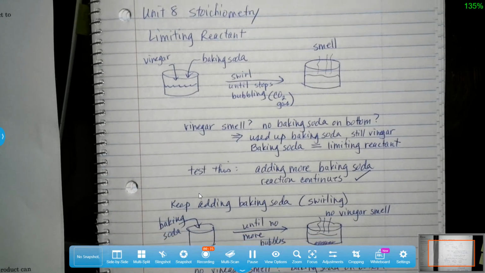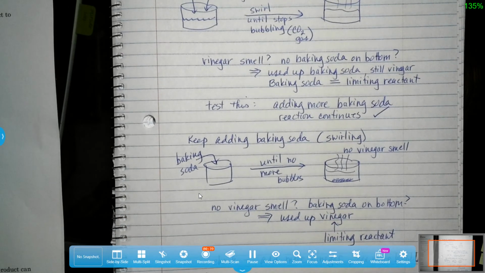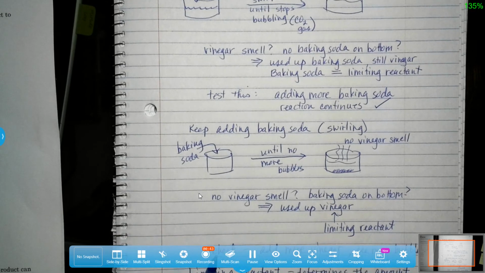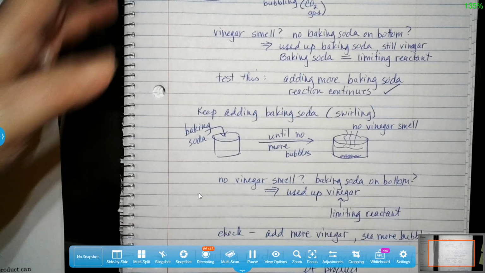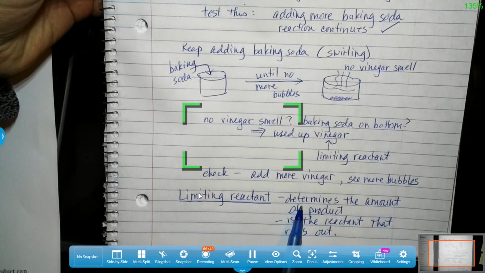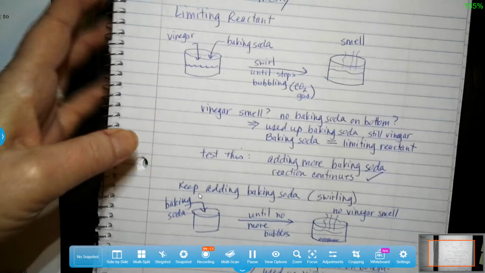So we talked about what a limiting reactant was. Remember, it's the reactant, not the product. It's the reactant that runs out first, okay, that determines how much product you can make. It determines the amount of product. It's the reactant that runs out first.